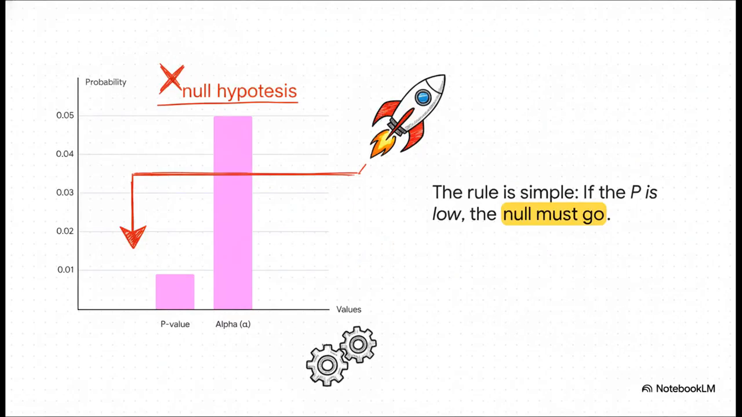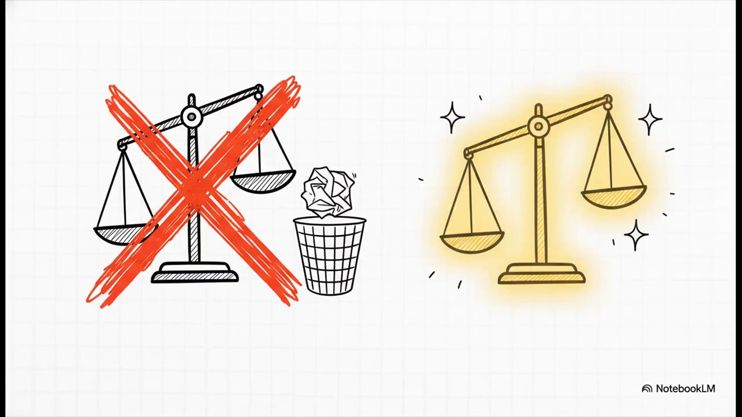So to make the final call, we compare our p-value to a cutoff point we decided on beforehand called alpha, which is almost always 0.05. And look at that, our p-value is way smaller. There's a really simple rule to remember here. If the p is low, the null must go. So we make our call. We are rejecting the null hypothesis. The evidence is just too strong to ignore. We can conclude that the training program really did have an effect. The change we saw was not just some random accident.